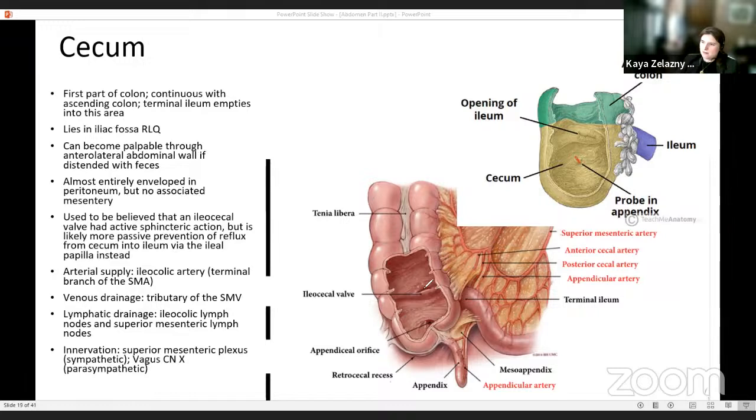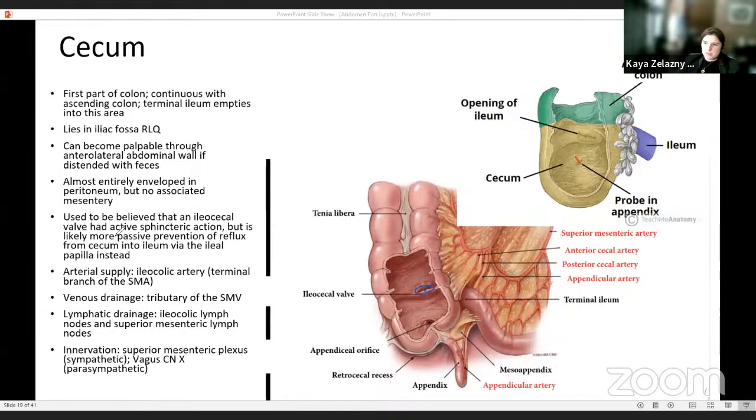Now, we do have what we refer to as a valve where the ileum is entering the cecum. This is our ileocecal valve. They used to think that there was a sphincter here controlling the release of feces into the cecum, but as far as we can tell at this point, it's actually pretty passive. It's really more just a flap preventing reflux from the cecum back into the ileum. We would also refer to this as the ileal papilla if we're referring to this center. So the valve is the whole structure, and the papilla is basically the opening.